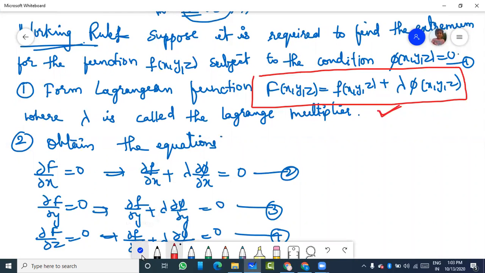Is it clear? Yes, ma'am. Next, we can go for the problems, then it is easy to understand how to find the maxima or minimum values. Okay.